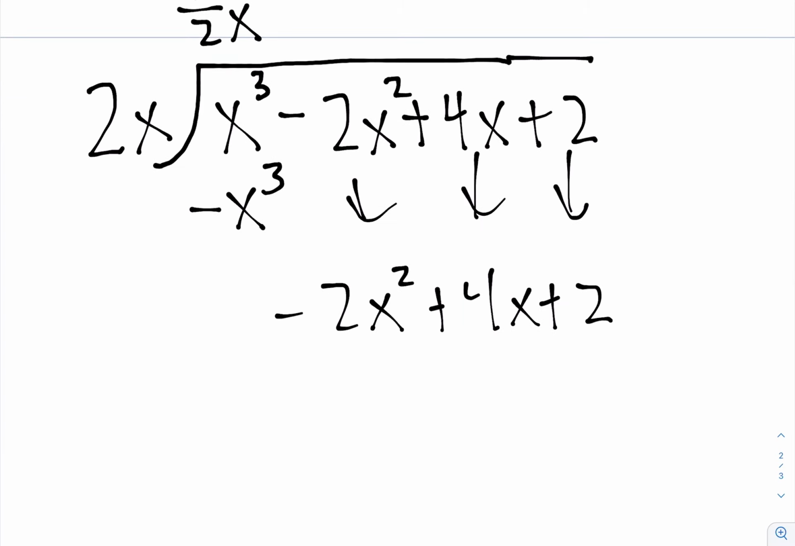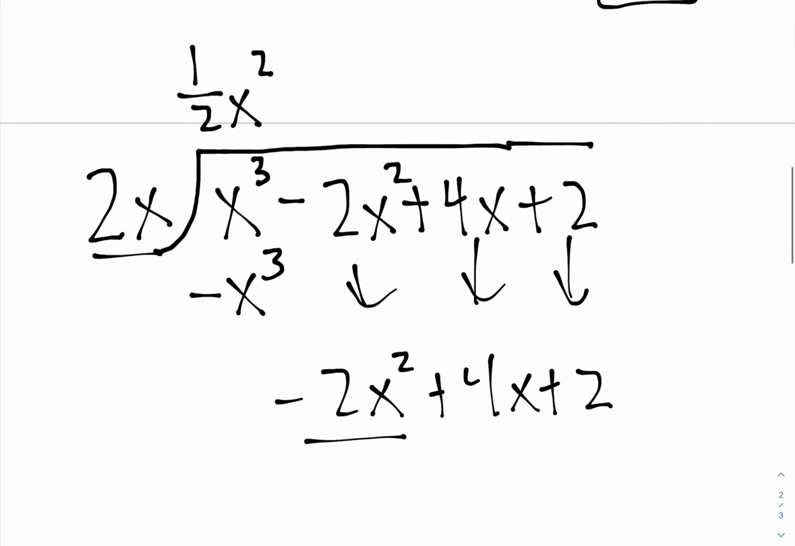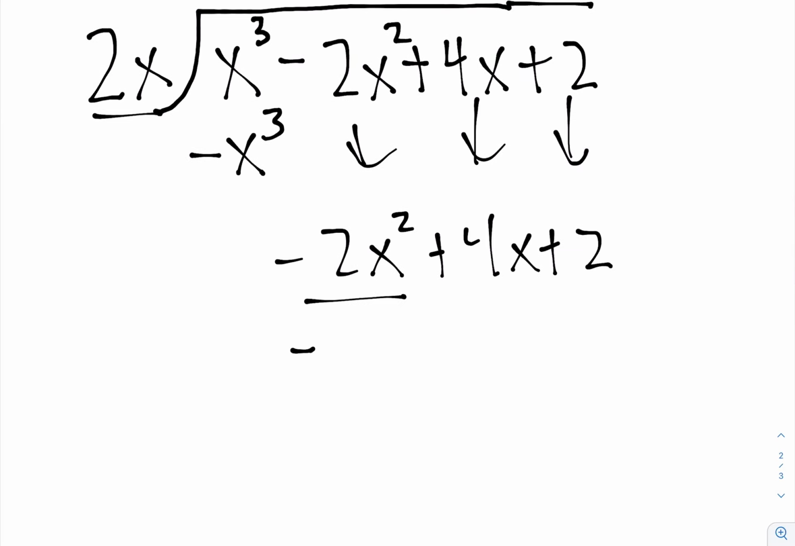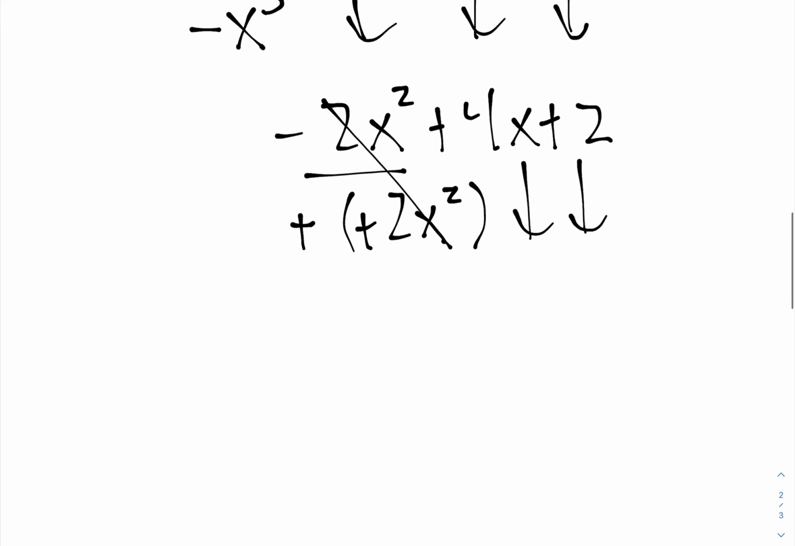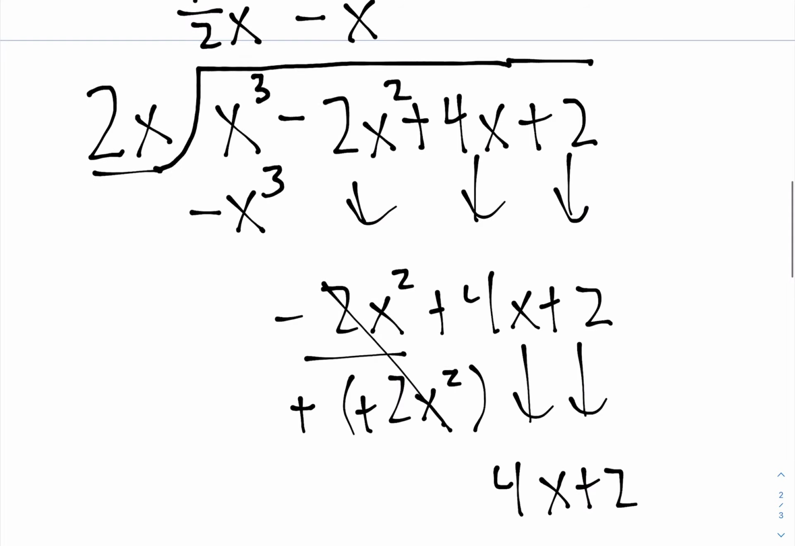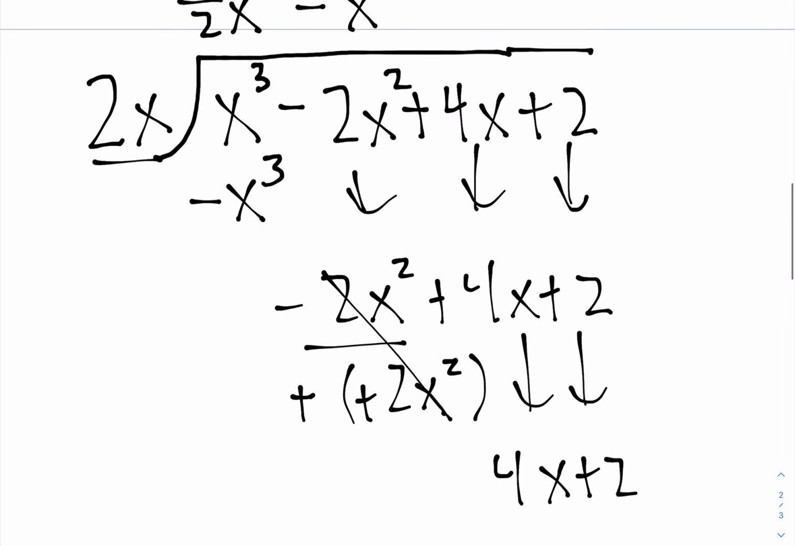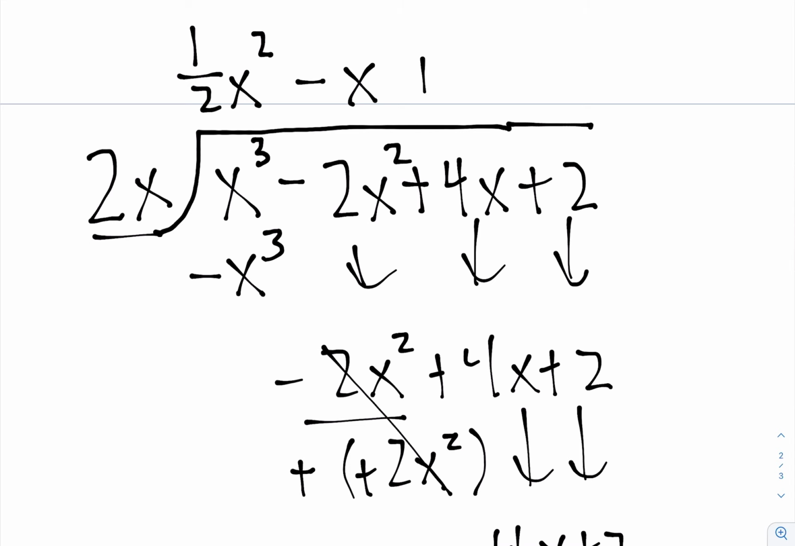Okay? Now how many times does 2x go into negative 2x squared? And it goes in negative 1x times, right? Because negative x times 2x is negative 2x squared, so we got minus x here. And remember, we're subtracting negative 2x squared, and this is really like adding a positive, so this just cancels, and then we tag these next two numbers down to the bottom, 4x plus 2. Okay, and we say, well, how many times does 2x go into 4x plus 2? It goes in 2 times.